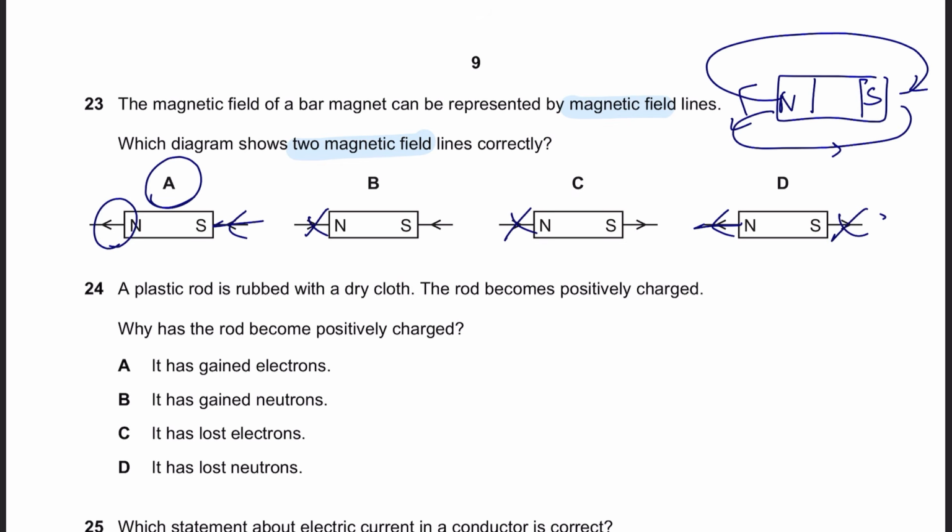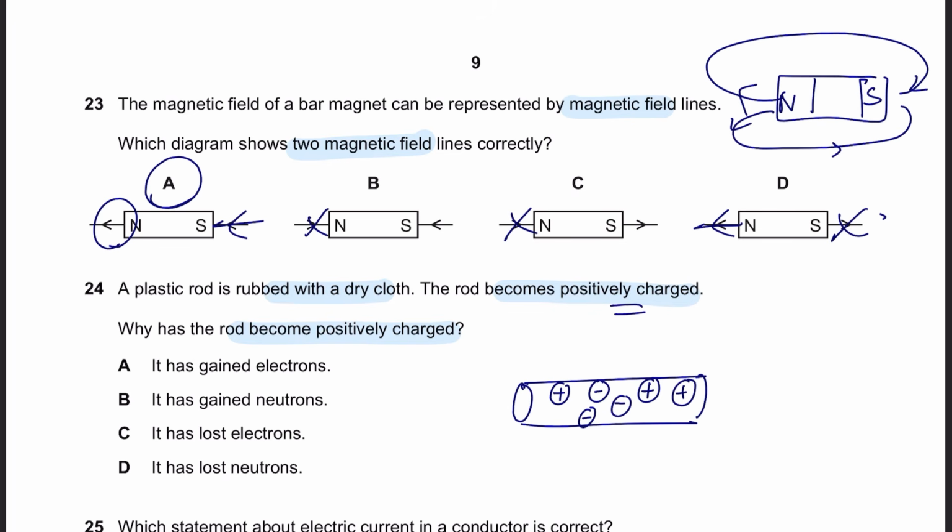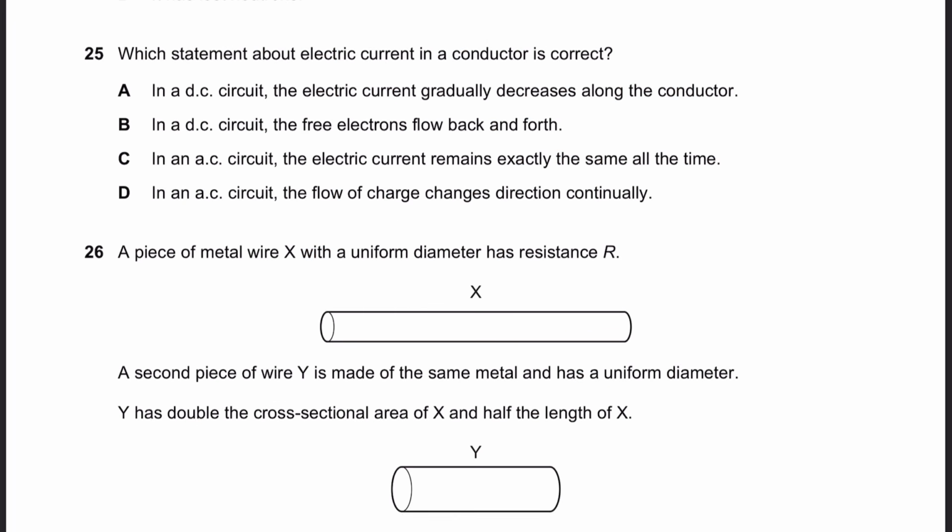Question 24. A plastic rod is rubbed by a dry cloth. The rod becomes positively charged. Why has the rod become positively charged? Okay, so every object has equal numbers of positive and negative charges if they are neutral. When this rod was rubbed, it has become positively charged, meaning that the negative charges, the electrons, have left the plastic rod. So it has lost electrons. Your answer is C.